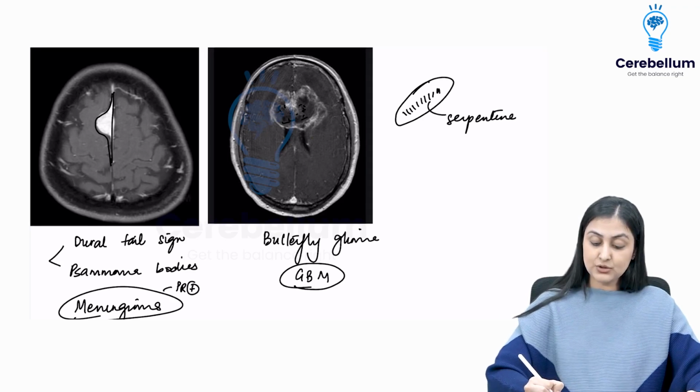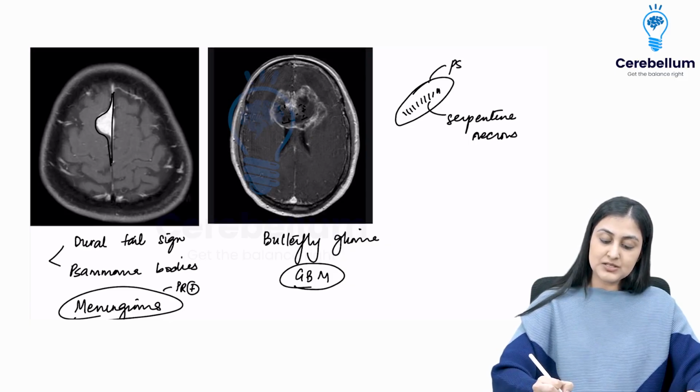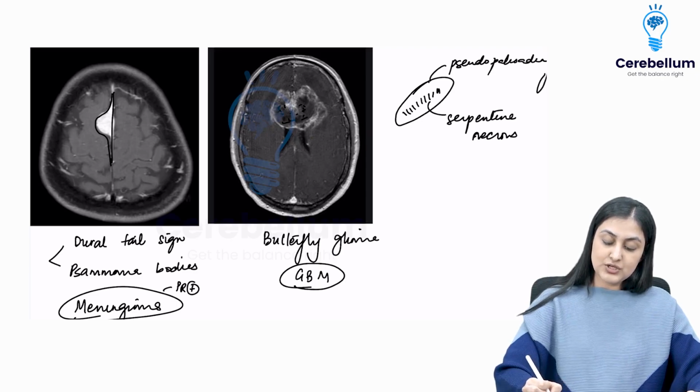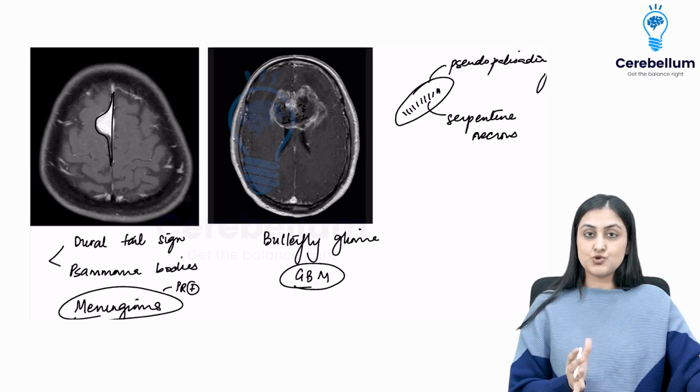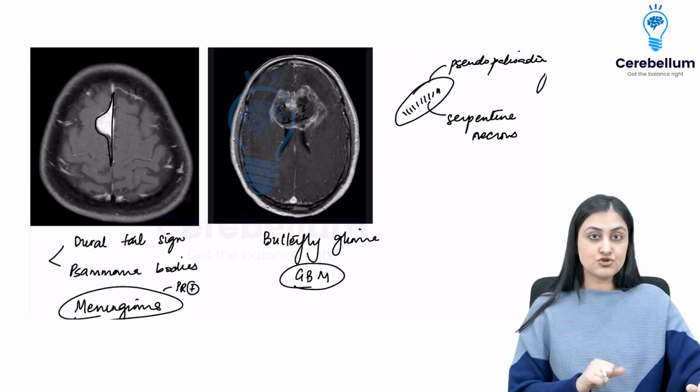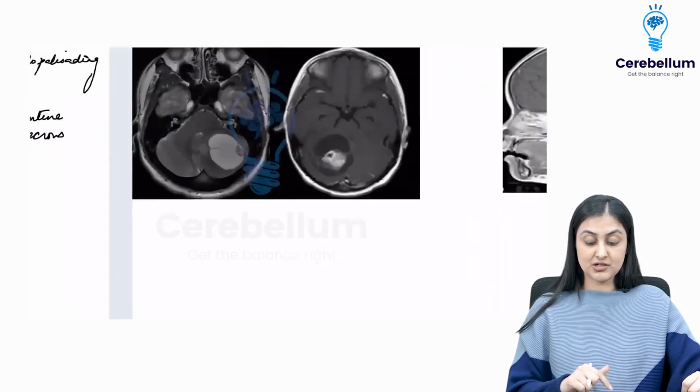If you look at the pathological specimen, there would be serpentine necrosis, and there would be this pseudo palisading appearance that would be noted. Okay, so this is what you need to remember as far as rad-path features of these 2 adult tumors are concerned.